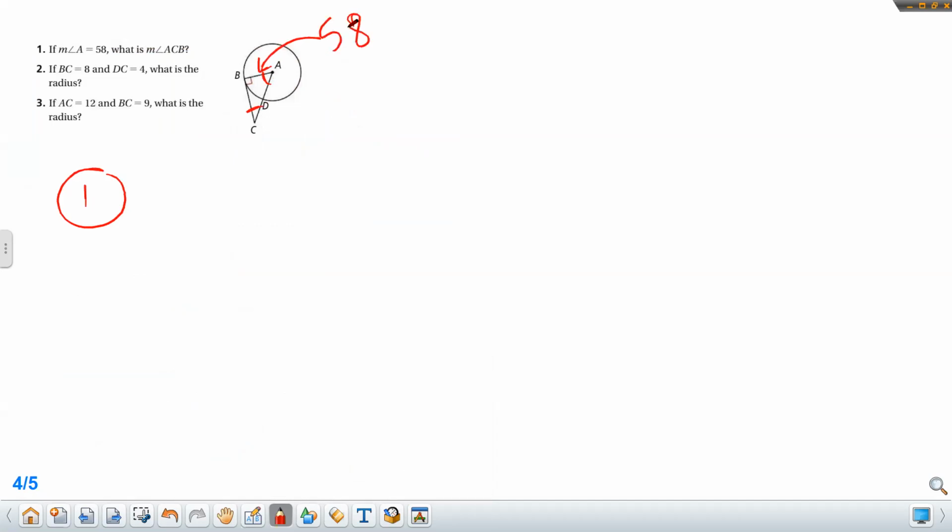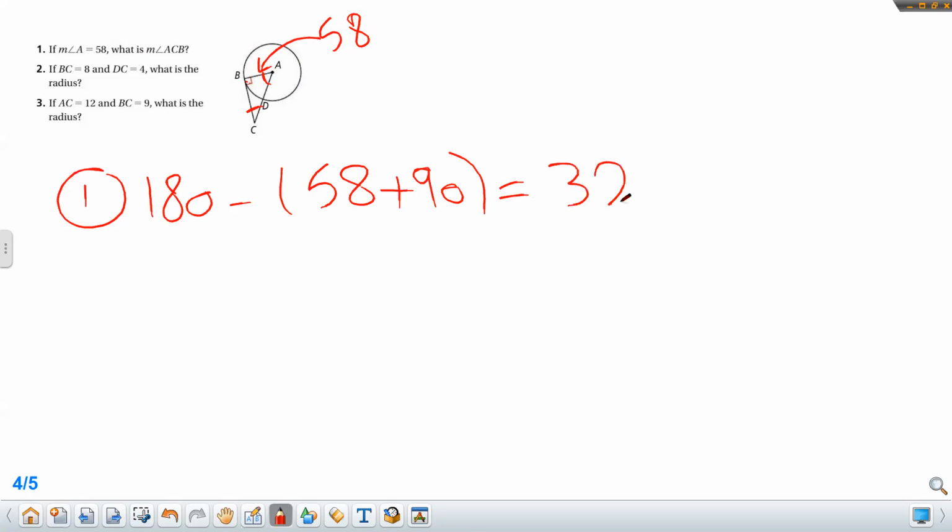First, you know the sum of the measures of the interior angles of a triangle equals 180. So we can find angle C by 180 minus the sum of 58 and 90, which is B, 90. Okay, so the answer will be 32 degrees. This is number 1.